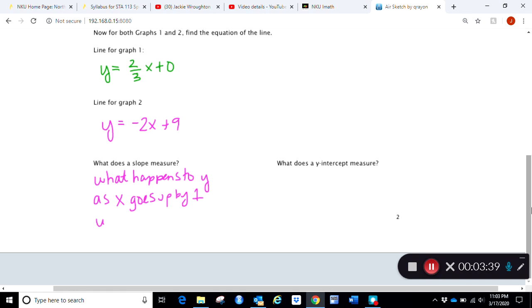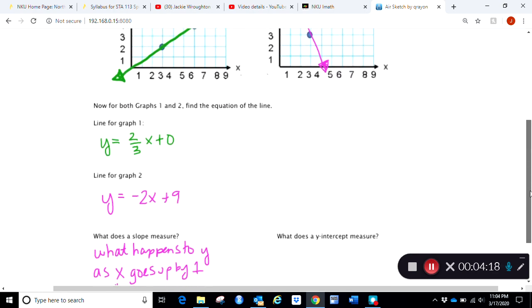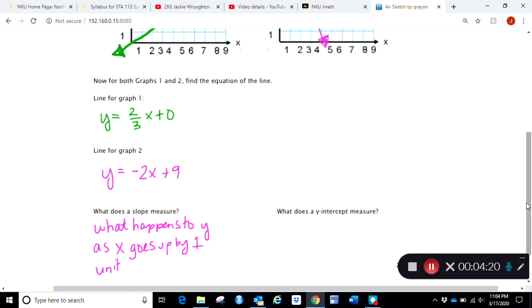Now let's first think through that with both of our graphs up here. So if I move over only 1 block for x, I'm going to go up 2/3 of a block for y. 1 block for x, 2/3 up for y. Over here, if I move over 1, I'm going to go down 2. So again, every time as we go up or to the right of x by 1, it's telling us either how much up or down we're going to go for y.